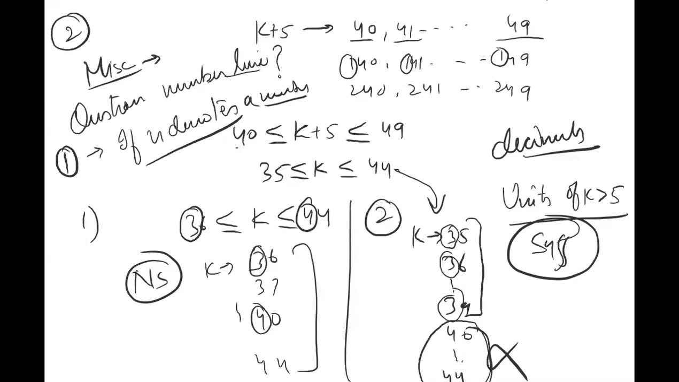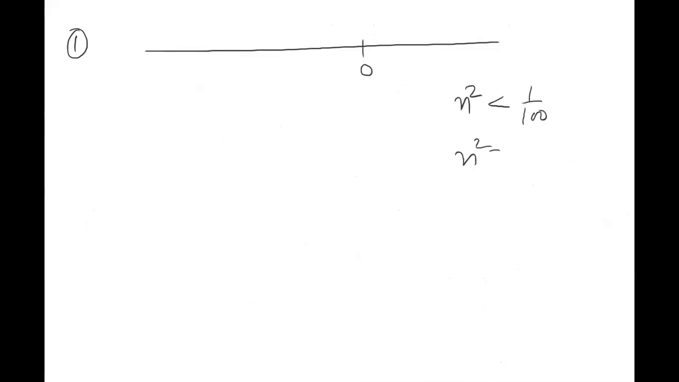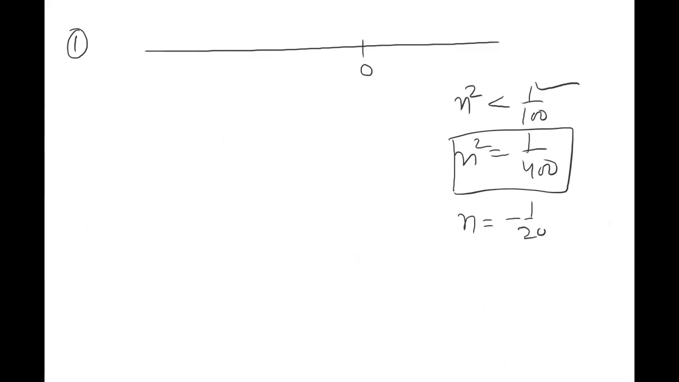Okay, so what's the answer? A. Okay, so first of all, n is negative. This is 0, n would be to the left of 0, that means n is negative. So the square of n is less than 1 by 100. Let's say n square is equal to 1 by 400. Yes, it's less than 1 by 100. That means n is what? Minus 1 by 20, because it's only on the negative.